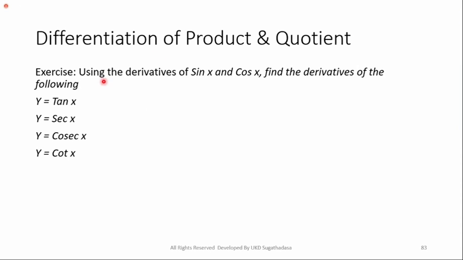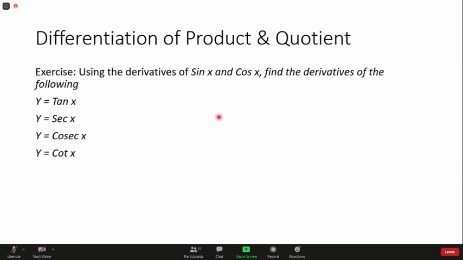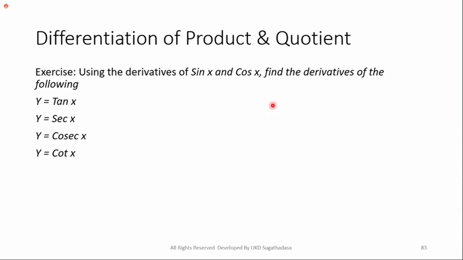Same thing, because the standard functions are being given only for sin x and cos x. We do this part also today, right? Using the derivatives of sin x and cos x, find the derivatives of the following. See, interesting. The derivatives of sin x and cos x should be familiar, no? The derivative of sin x is cos x, and of cos x is minus sin x. These are the independent functions.